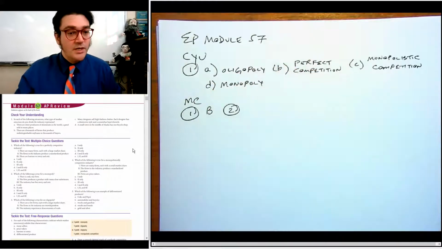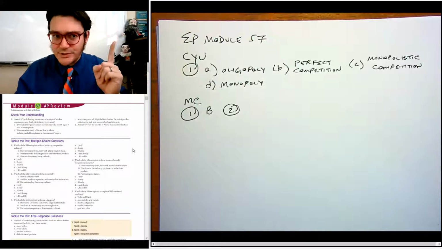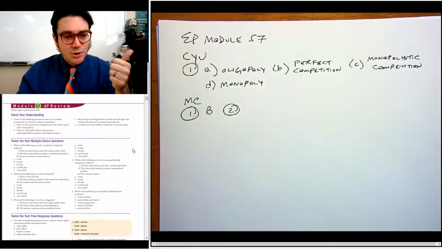Number 2, which of the following is true for monopoly? Okay, statement 1, there is only 1 firm. That one's true. Hopefully we got that one. Statement 2, the firm produces a product with many close substitutes.